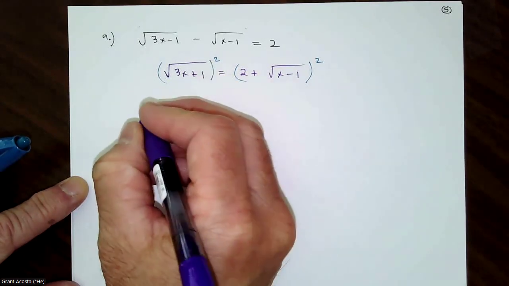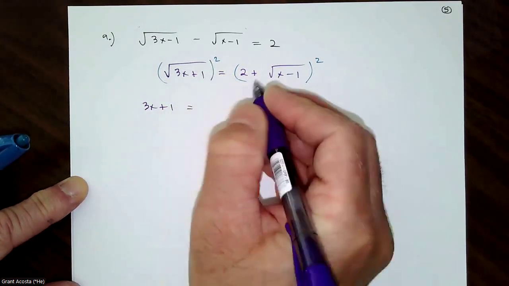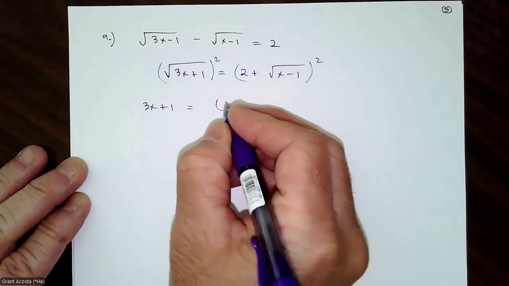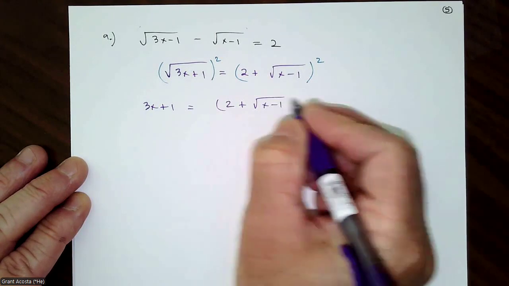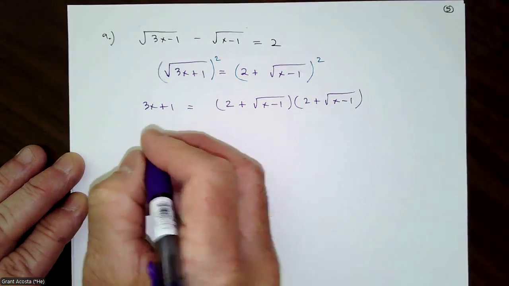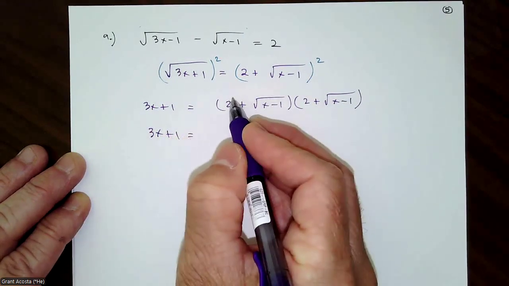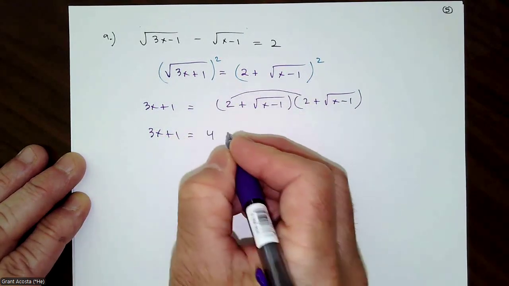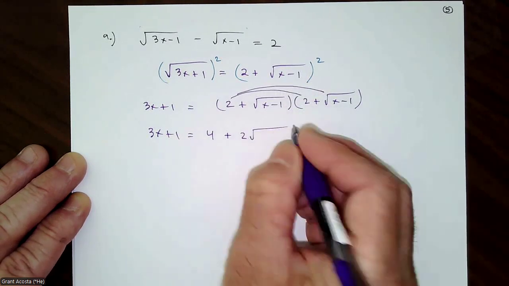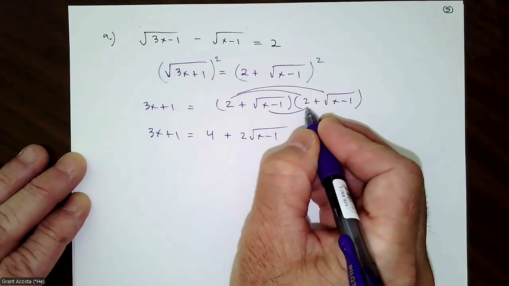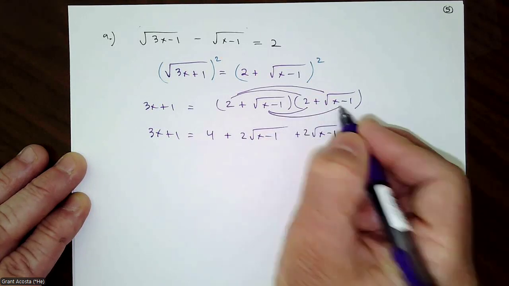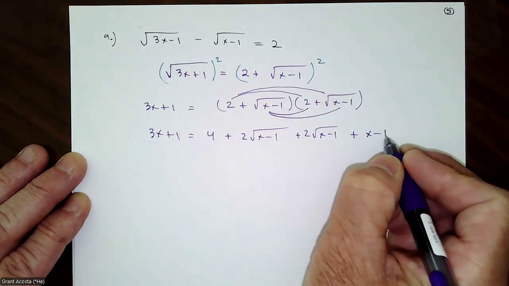Squaring the square root gets rid of it, 3x plus 1. I'm going to write this one out. So remember, when you square this, you can't just distribute it. It means you're multiplying it by itself. So if we FOIL this out, we get 4 plus 2 square root of x minus 1 plus another 2 square root of x minus 1. And then the square root of x minus 1 times itself is just x minus 1.